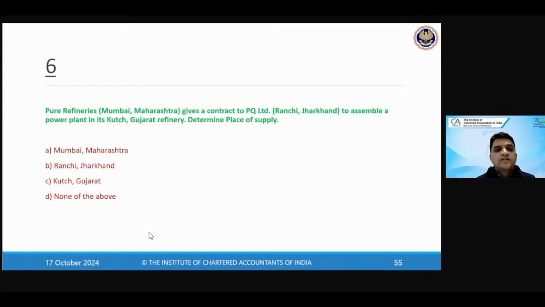Pure Refineries gives a contract to PQ Limited to assemble a power plant on its Kutch refinery. Determine the place of supply.